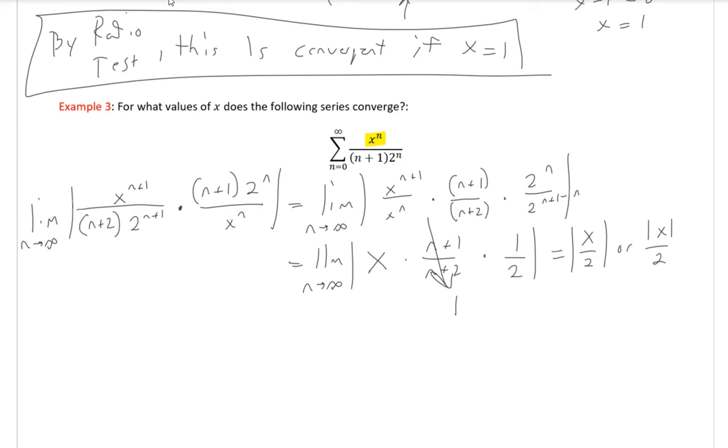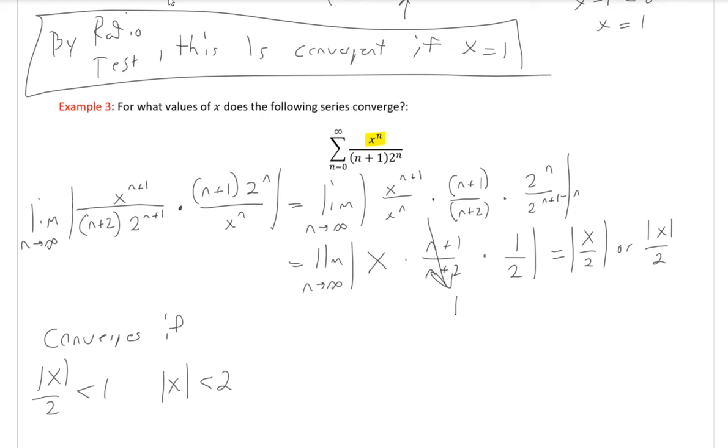Now this one we know that this converges if the absolute value of x divided by 2 is less than 1, which we should be able to solve. If we just multiply both sides by 2, we get the absolute value of x is less than 2. So now it looks like we actually have a region or an interval of convergence. However, we're not necessarily done.